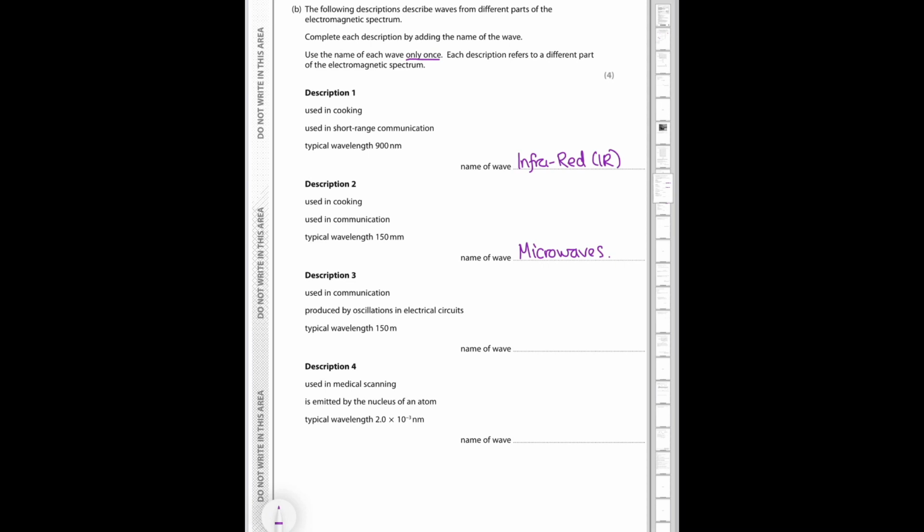Then description 3 is also used in communication, but this time it's produced by oscillations in electrical circuits, and the typical wavelength is 150 meters, so that's a very large wavelength there. So that would be radio waves.